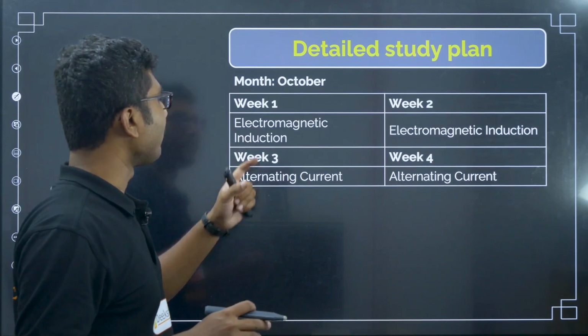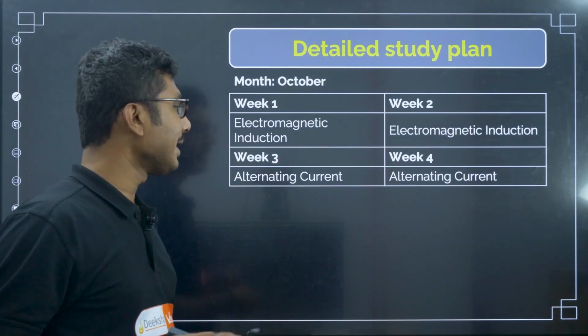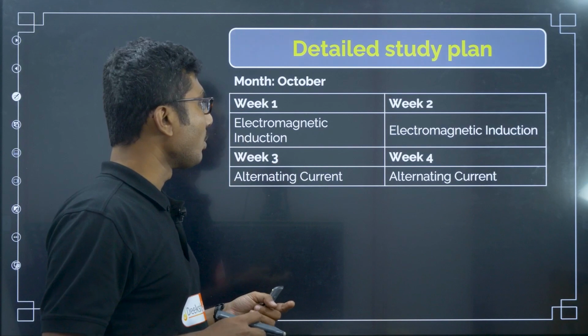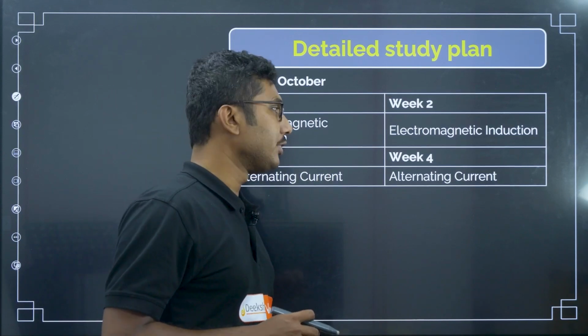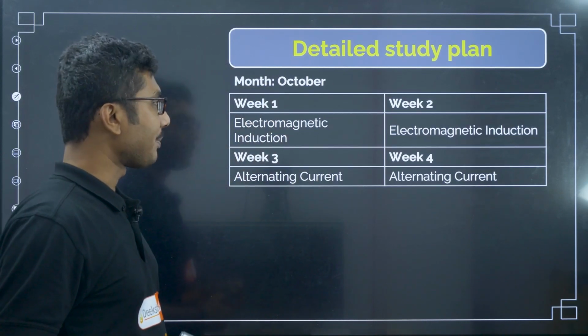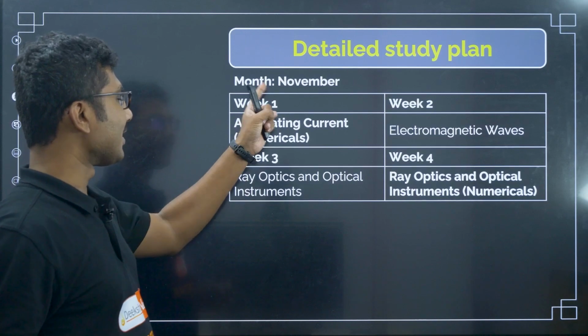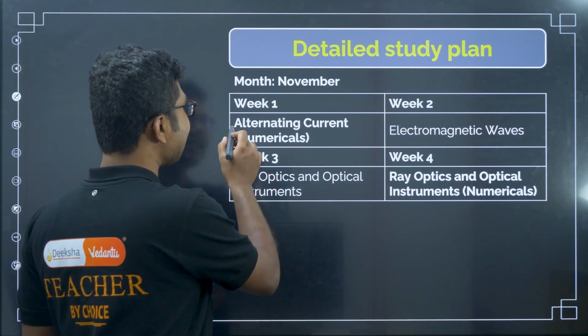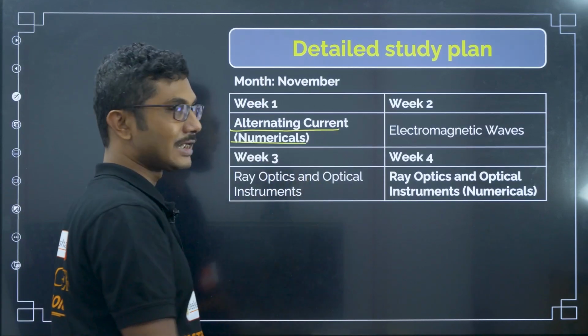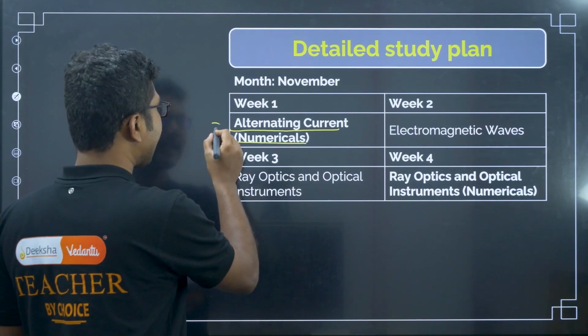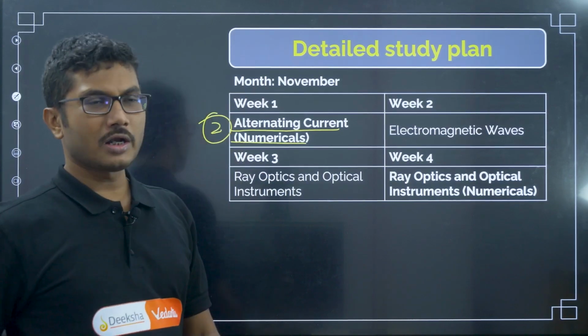Next, in week 3 of October, I am giving you alternating current. You should study alternating current in week 3 of October, and in week 4 you should continue with alternating current. This is also an important chapter. And in the first week of November we will practice numericals from this chapter. Very important. This is the second chapter I am recommending for numericals.